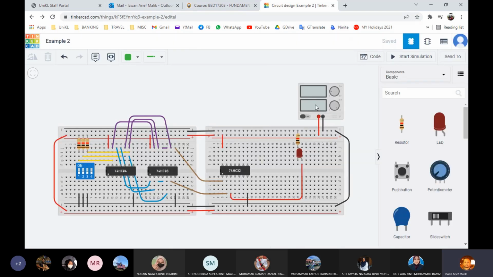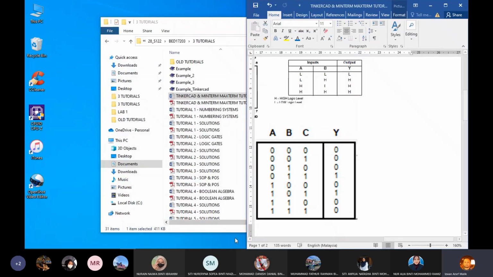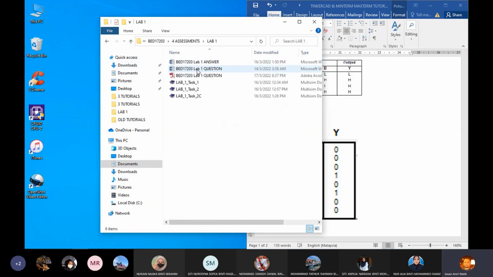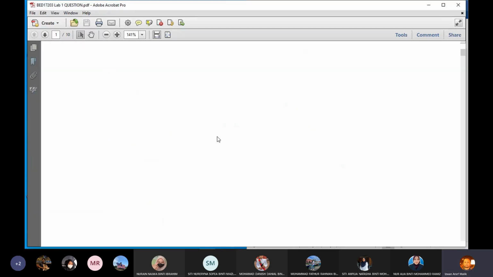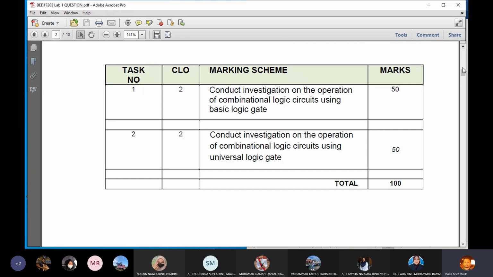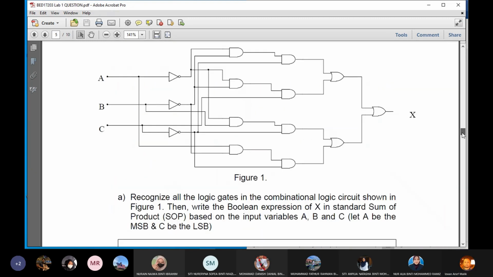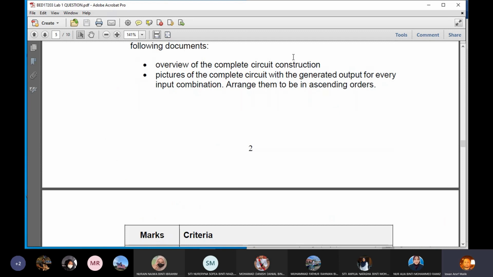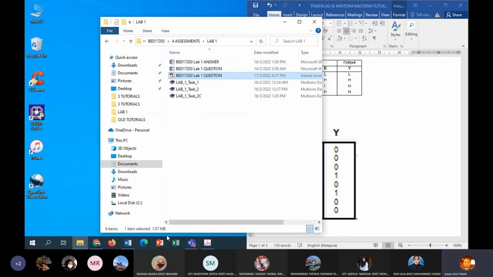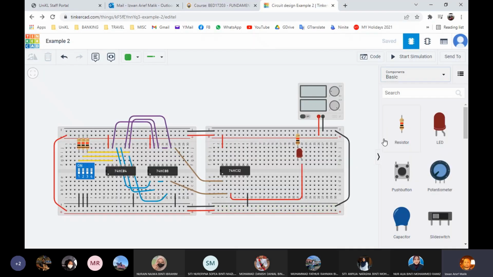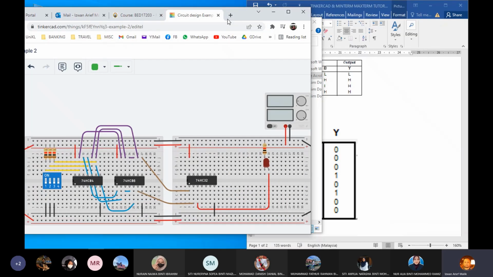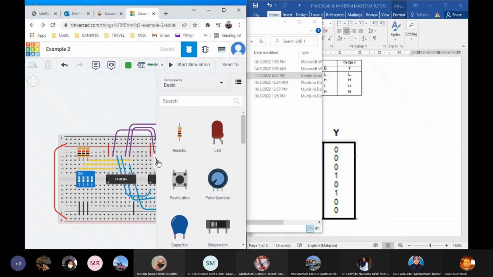Okay, so the first one, you snap this diagram as the answer for the assessment for this one. Okay, overview of the complete circuit construction. That is one diagram. And then this one you ada 8 diagram. How it is 8? So kita tengok balik. Okay, possibilities of the truth table lah.